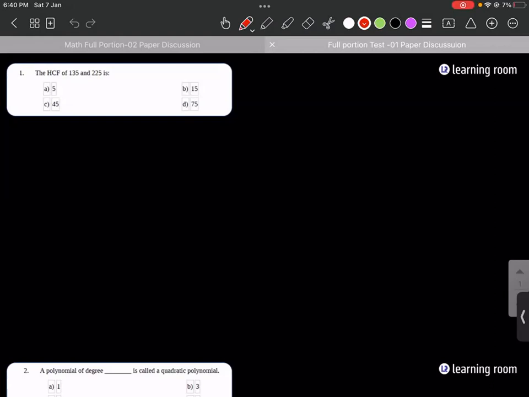Check your answer sheet and tell me. No, you would have written. Check the prime factorization. So I'm able to see the first one can be written as 45 into 3. The second one can be written as 45 into 5. So HCF is going to be 45.